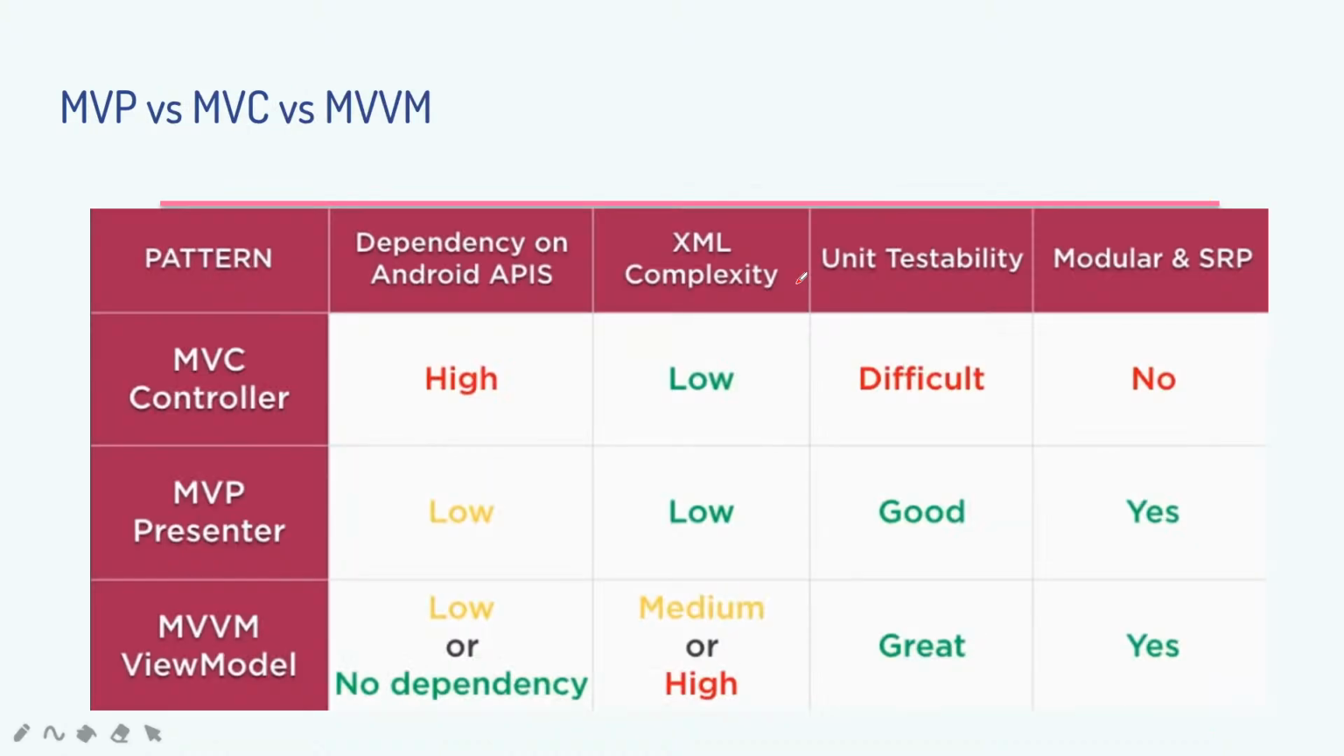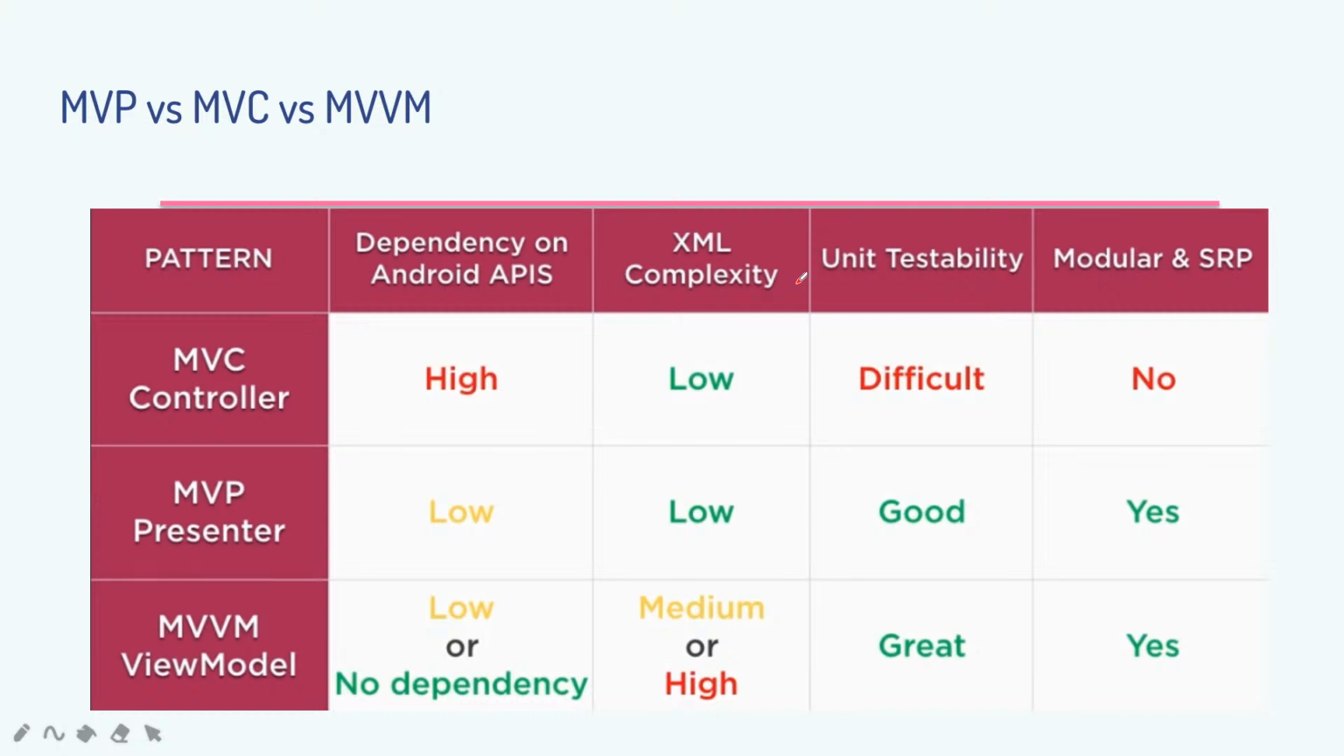Then here you can see, I already told you we have different types: model view controller, model view presenter, and then model view view model. So here is the basic difference between MVC, MVP, and MVVM. MVC is used to develop applications in Java.